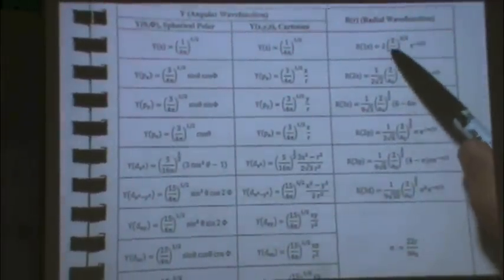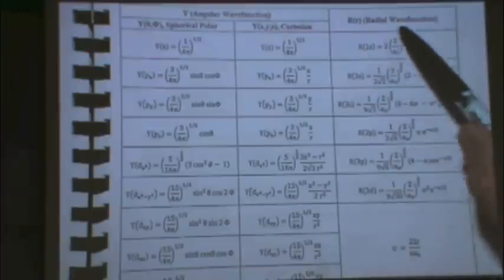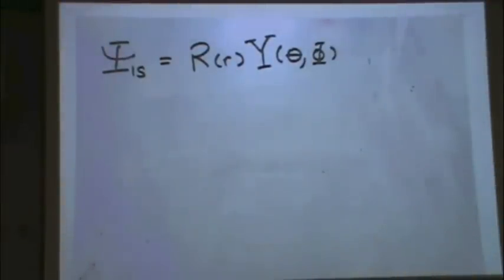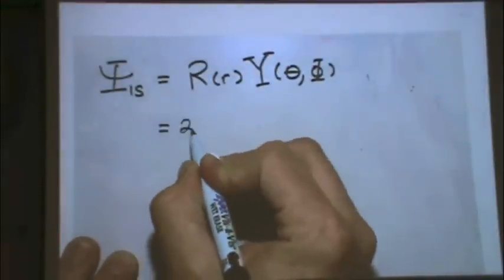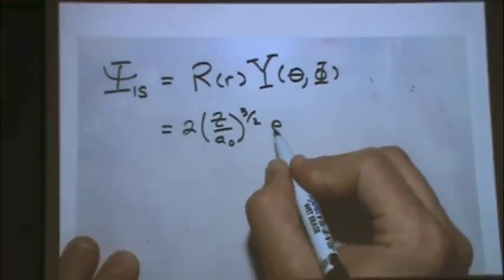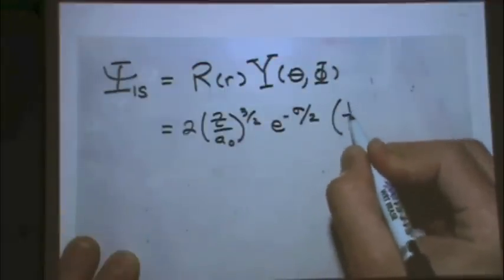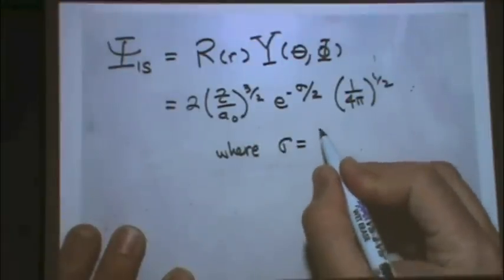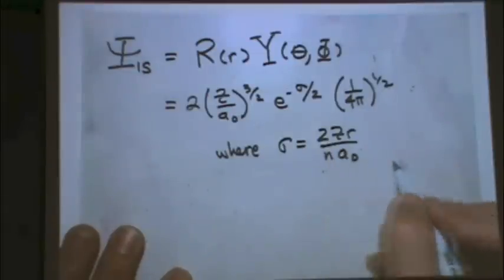From this table now, I'm literally going to copy the 1s part of the R, this box right here, and the s part of the Y, so I can multiply those two together for the 1s wave function. I'll do it in the spherical polar units. Okay, so I'm literally going to copy from the table right now. So 2Z over a naught to the 3 halves power, e to the minus sigma over 2, times 1 over 4 pi to the 1 half, where sigma at the bottom of the table equals 2Zr over n a naught.